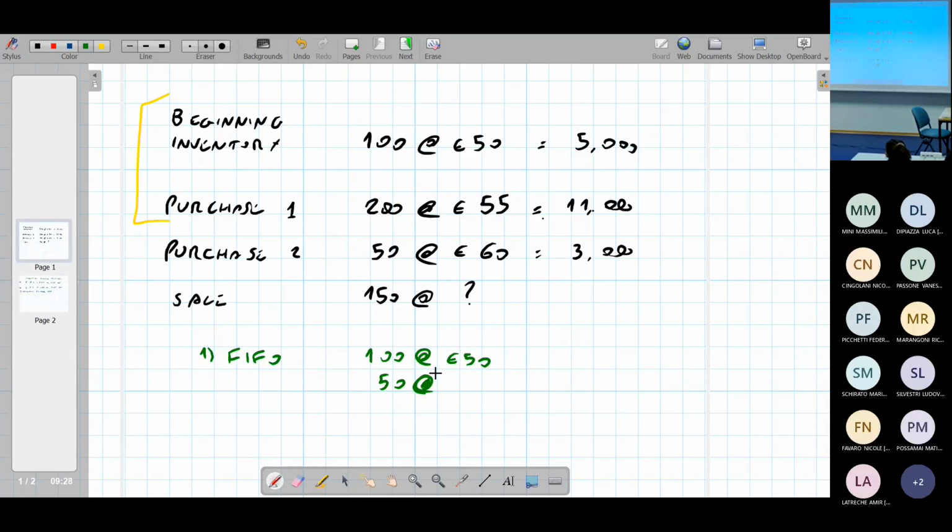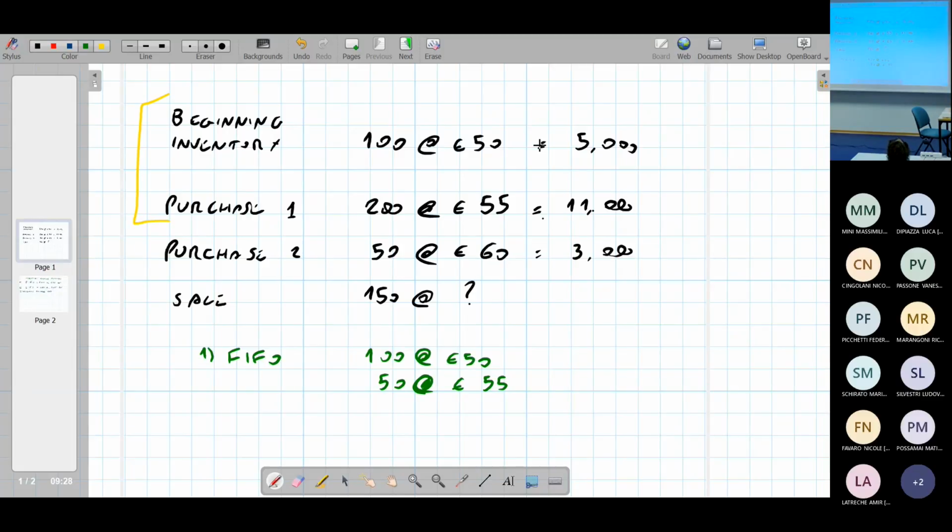Okay, at 55. That would be the cost of sales. So I'm assuming, it's not necessarily real, that I'm selling the oldest units first, which are the beginning inventory, and since those are not enough, I'm selling 50 units from the first purchase.